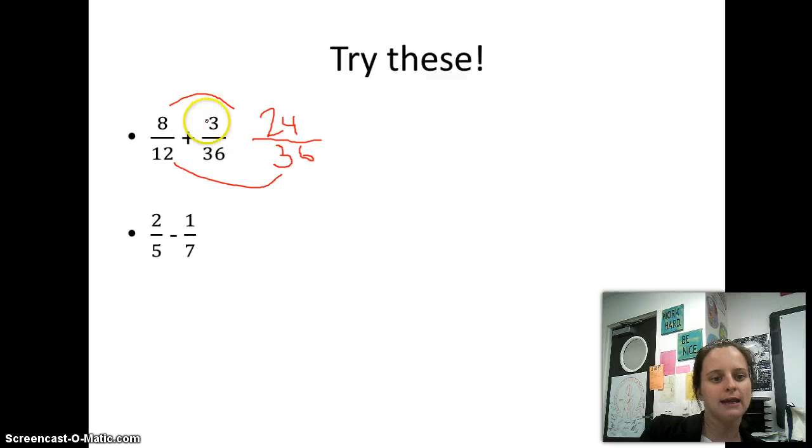This one is already with that common denominator, so I don't need to change anything. I can just go ahead and add it. So 24 plus 3 is going to give me 27 over 36. And then I just want to simplify this. And in this one, there's not, because 27 and 36, I can't divide that by a common number. So my answer here is going to be 27 over 36, and that's all you need to do with that. Okay? Let's take a look at the second one.